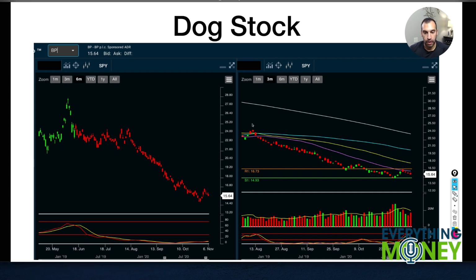So that's what dog stocks are. They're a great thing to look for. You'll see a lot of them in this market. You do see a lot of them in the energy sector.